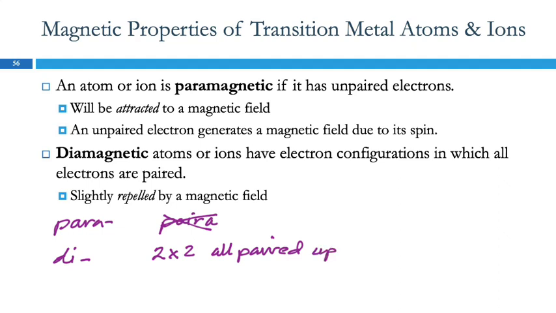And that leaves this one to have some unpaired electrons. Diamagnetic, 2 by 2, the electrons are all paired up. Paramagnetic, there's at least one that's unpaired. Which one's attracted to the magnetic field? The one that has at least one lonely electron spinning, that generates a magnetic field. The paired up electrons are going to cancel each other out, and so they're not going to generate a magnetic field.